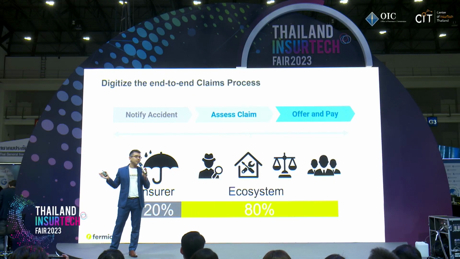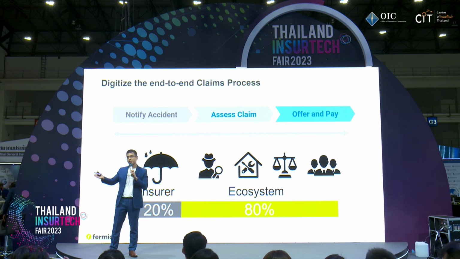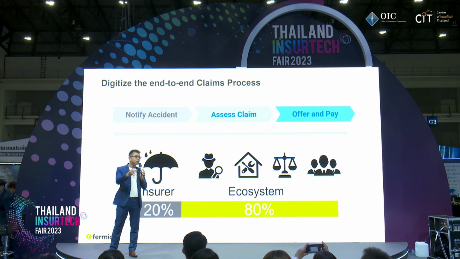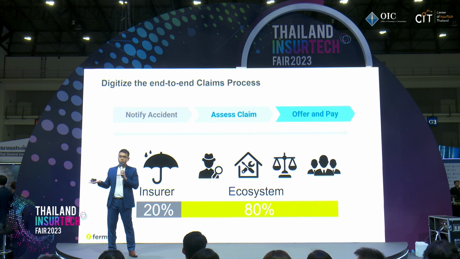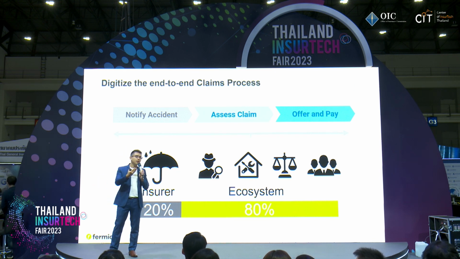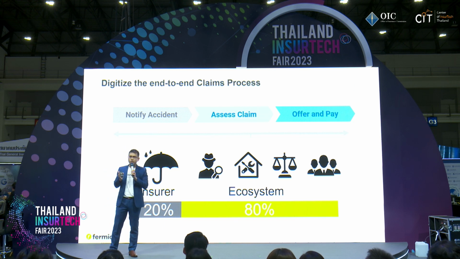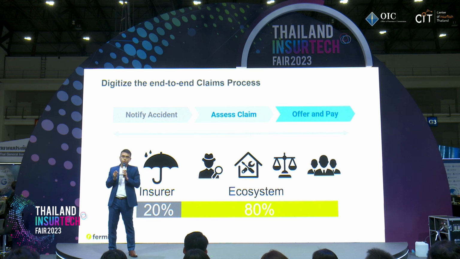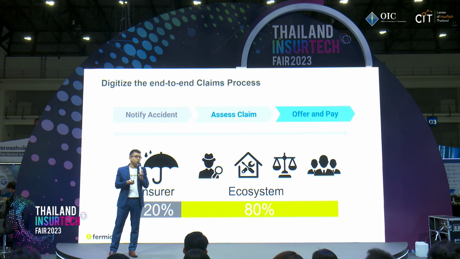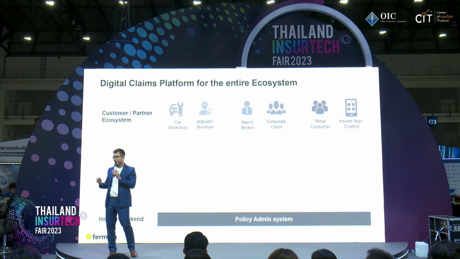80% of the process is in your interactions with the ecosystem out there. The surveyor reviewing the damage, the workshop repairing your car, the lawyers, the claimants, brokers, and so on. So it's not just enough to digitize your own operations as an insurer. You want to digitize the rest of the ecosystem too. And that's exactly what we do.